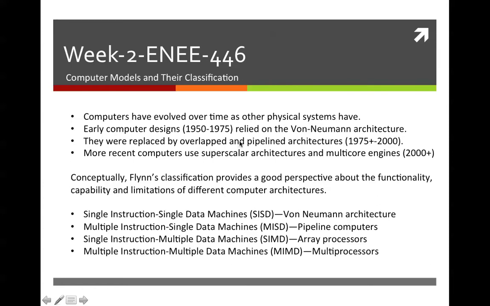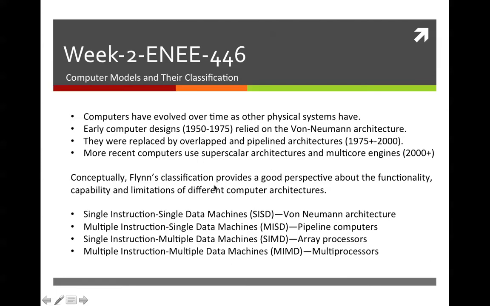They were still von Neumann architectures that had the capability to execute instructions in an overlapped and pipelined fashion. And so these designs dominated the last quarter of the last century. And of course, then we began to have some more recent architectures, which are typically called superscalar architectures and multi-core engines. These are like 2000 plus, from 2000 on to today.